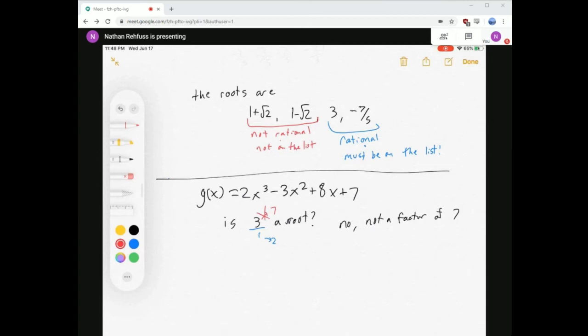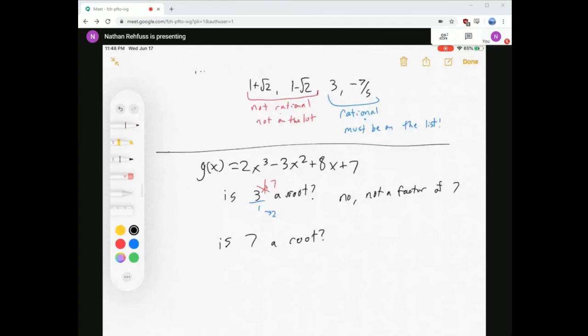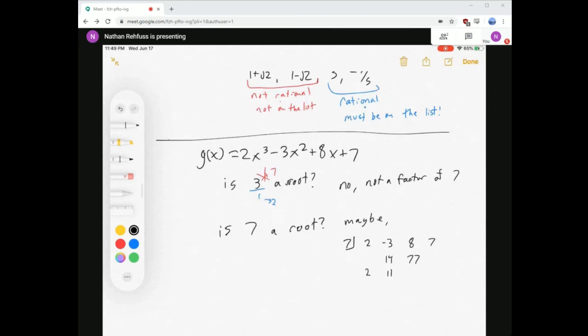So then I could ask, is 7 a root? And it is on the list, so the answer is maybe. Rational roots theorem doesn't rule it out. We actually have to check. My coefficients are 2, -3, 8, and 7. Bring the 2 down. Multiply for 14, add for 11. Multiply for 77. I have a sinking feeling now that I'm going to get a big old number. Add for 85. 7 times 85 happens to be 595.